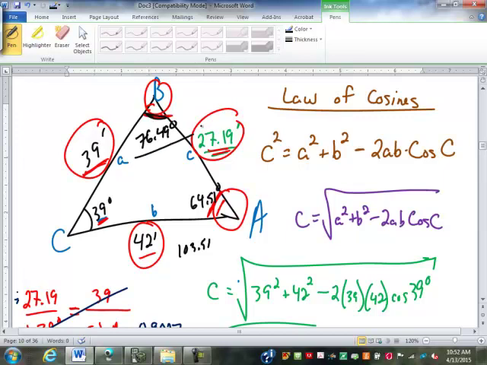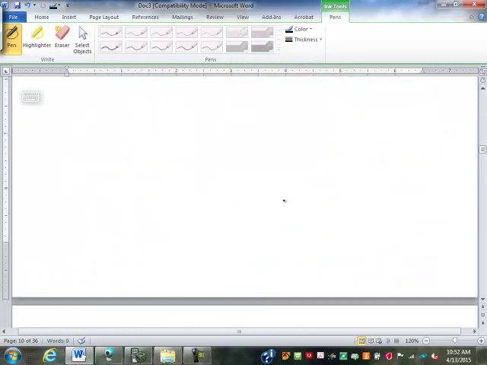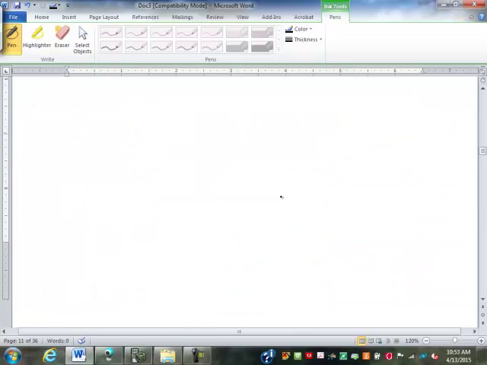What do y'all think? Can you handle it? The law of cosines allows us to do another small variation, which looks like this.